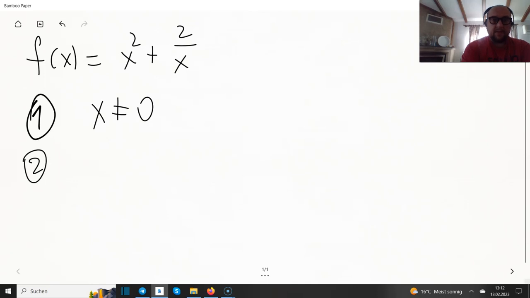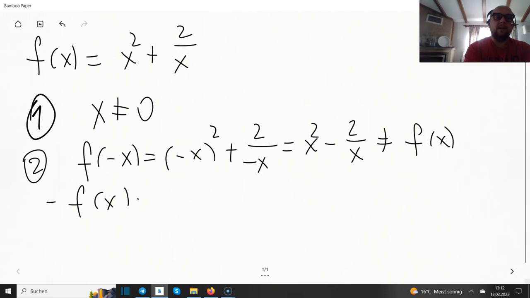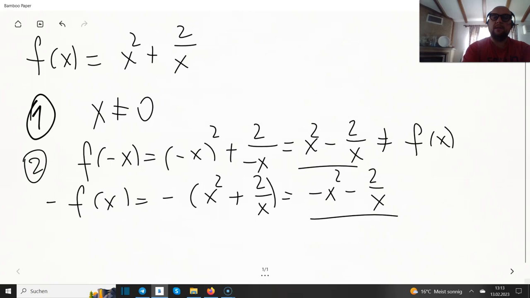Number 2, any kind of symmetry. Well, let's compute f of minus x, which is minus x squared, plus 2 divided by minus x. So it is x squared minus 2 divided by x. Well, obviously is not equal to f of x. And what about minus f of x? Well, you see it's going to be minus x squared plus 2 divided by x. So we're going to have minus x squared minus 2 divided by x. Not equal. All right, so no symmetry whatsoever. No simple symmetry, we call it this way.